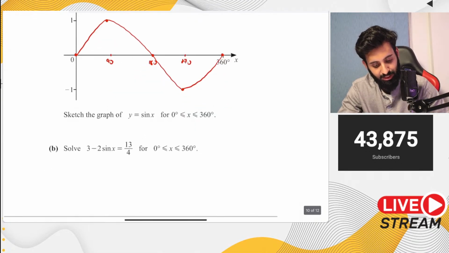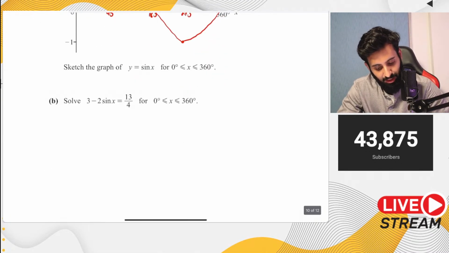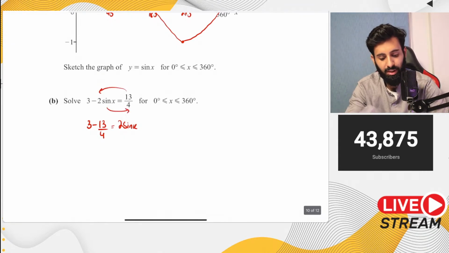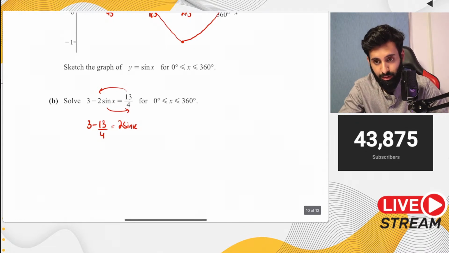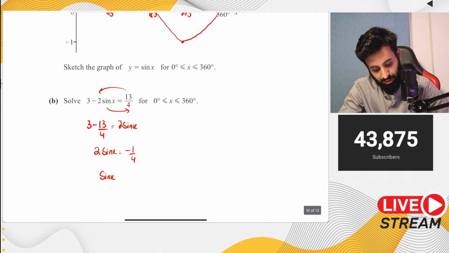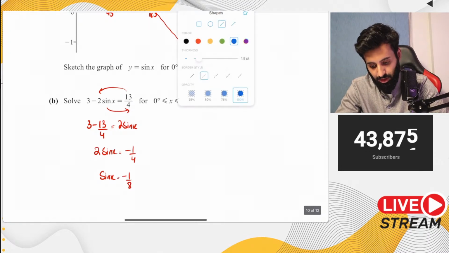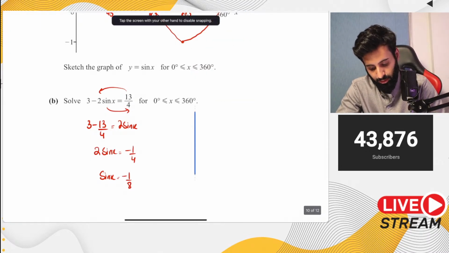Then it says solve. So 3 minus 13 upon 4 equals 2 sine x. So step by step, let's make sine x the subject. 3 minus 13 upon 4, so let's use the calculator for that. 3 minus 13 upon 4 is minus 1 upon 4. So 2 sine x is equal to minus 1 upon 4, which means sine x is equal to minus 1 upon 8.